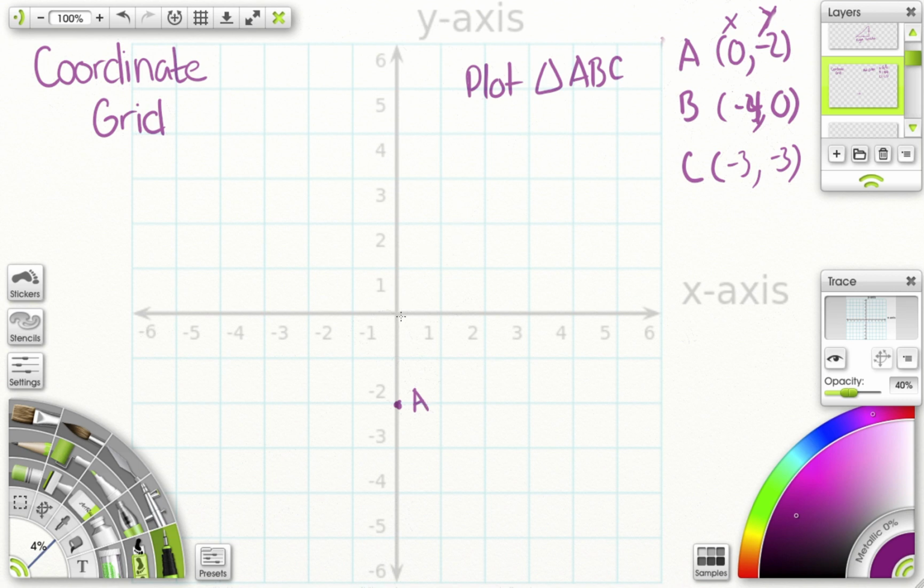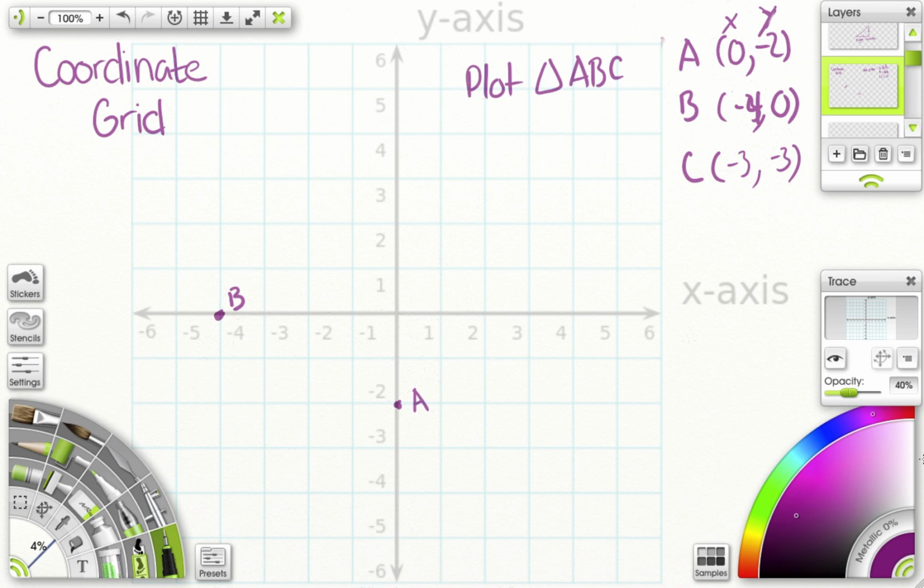B is, first of all, our first digit is -4. So I have to go on my x-axis to -4. So I go side to side, and I go over to -4. So 1, 2, 3, 4 spots to the left. And then my second digit is 0. That means I do not go up or down any spots. It means I'm stuck right on the line because my second digit is 0. And that is my B.